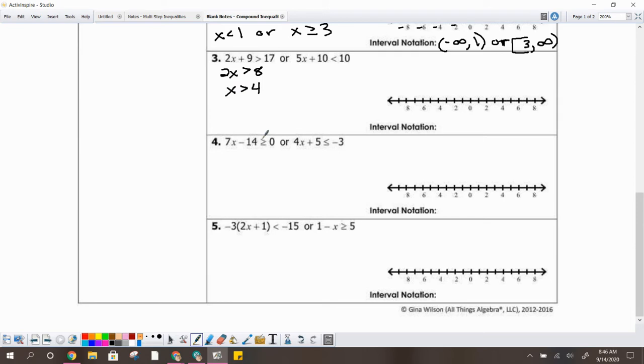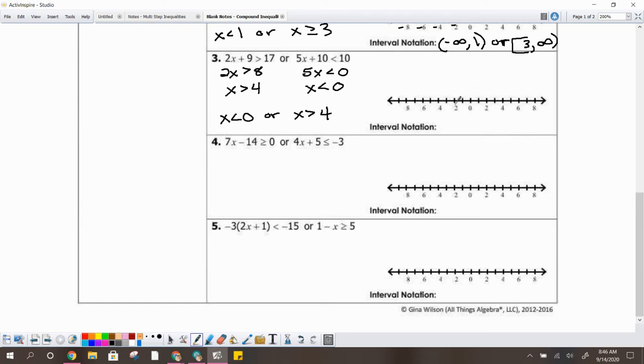greater than 4. And then on the other side, we're going to go ahead and subtract 10 from both sides. So I have 5x is less than 0, divide both sides by 5, x is less than 0. So again, writing the smaller one first, x is less than 0, or x is greater than 4.